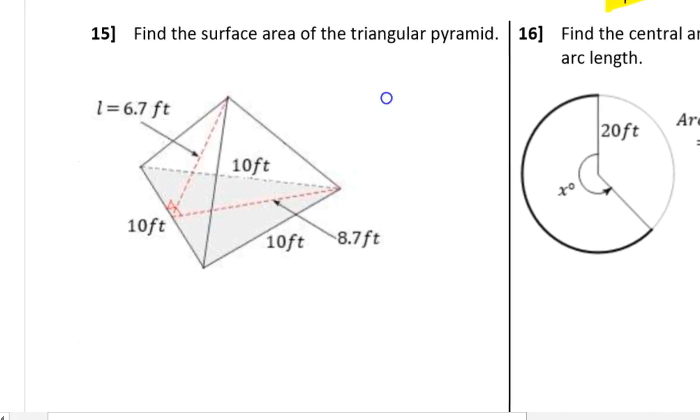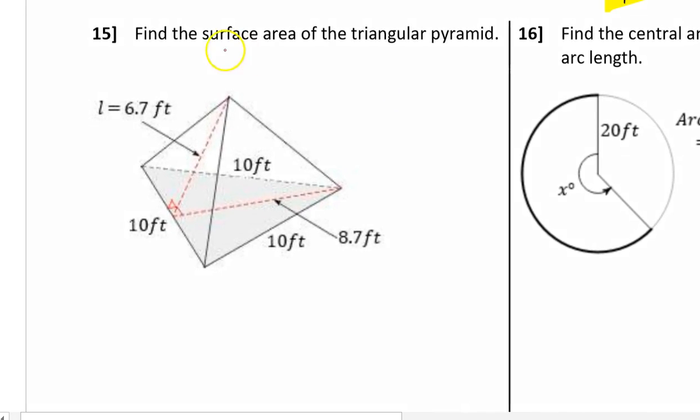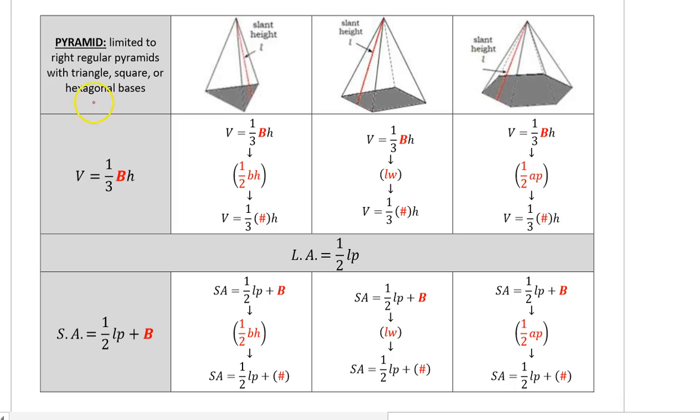For 15, we're finding the surface area of a triangular pyramid. We have a formula for surface area. For a pyramid, our general formula is 1/2 L times P, which is the slant height times the perimeter, plus the area of the base. Now, with a triangular pyramid, the area of the base is going to be calculated using 1/2 base times height. We're going to substitute that value in along with the slant height and the perimeter.